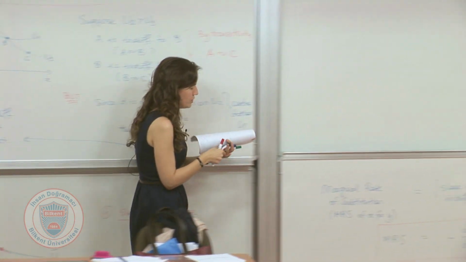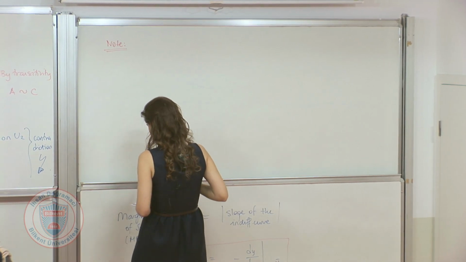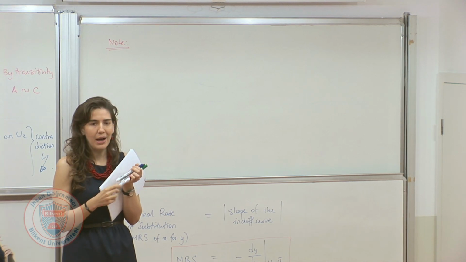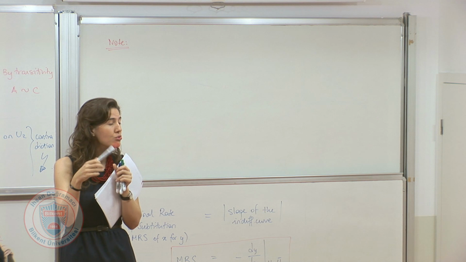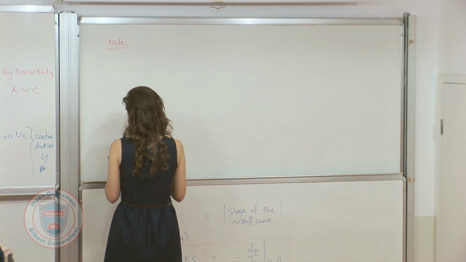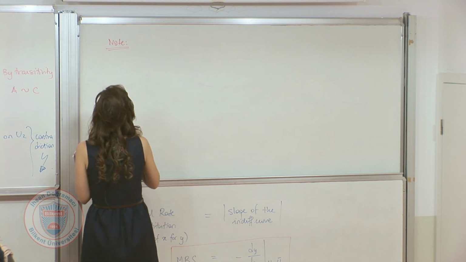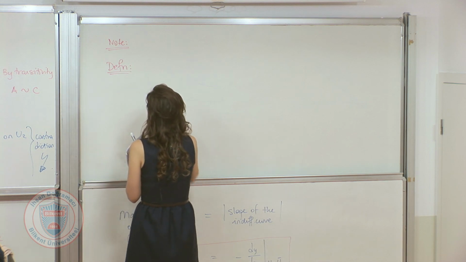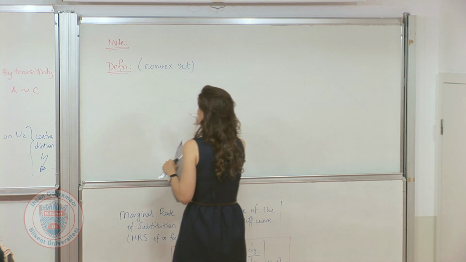First, this is a note where we should remind ourselves of the concepts of convexity, concavity, and such. But we can link the diminishing marginal rate of substitution concept to convexity, and let's do that. The first thing is that I'm going to give you the definition of a convex set, so you'll see why. So this is the definition of a convex set.